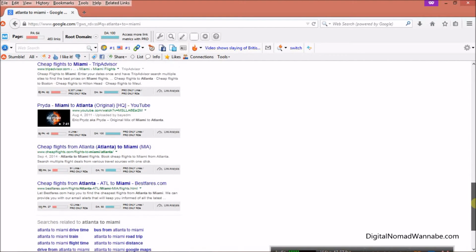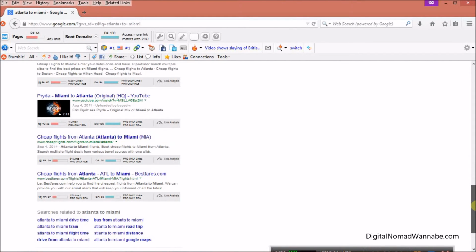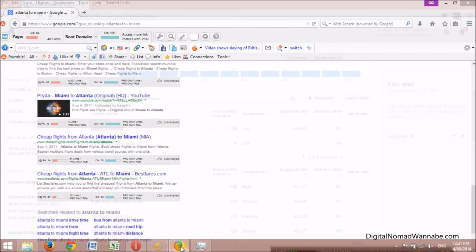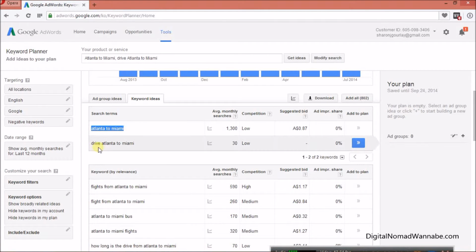Honestly, I look down that and it looks pretty strong. All the page authorities are quite high, even these bottom results are high. I don't really see myself beating that. And the other thing to take into account is that if I targeted drive Atlanta to Miami or Atlanta to Miami drive, like we just saw, I am in effect targeting that as well because it's part of it. So often it's better to find what they call long-tail keywords. That just means a longer statement of keywords, because they can be easier to rank for, and in effect you can be targeting these shorter tail ones as well.